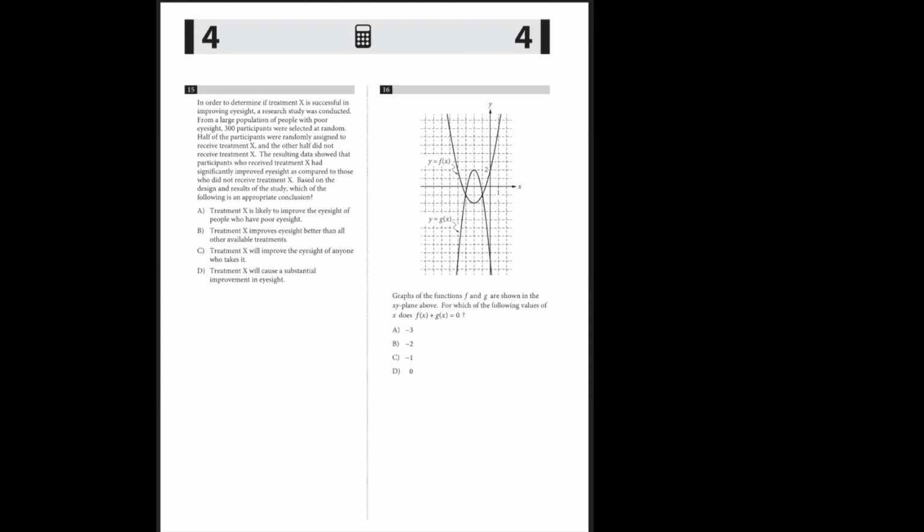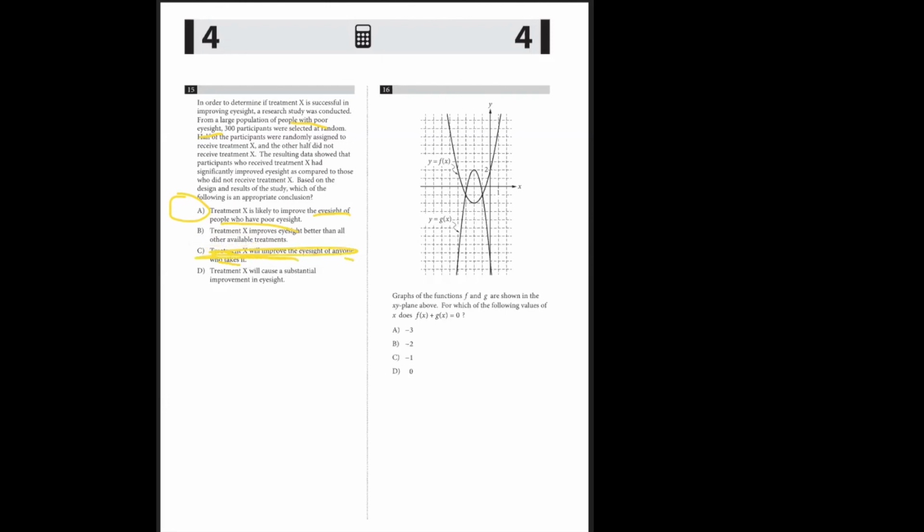All right. So the first thing that I will tell you, and this is probably the most important thing, is that we took a sample from people with poor eyesight. So the results of this study can only be applied to people with poor eyesight. So that's how you get choice A, because that's the only one that tells you the eyesight of people who have poor eyesight. This one says anyone who takes it. We only know results from people who took it with poor eyesight, so that can't be assumed.